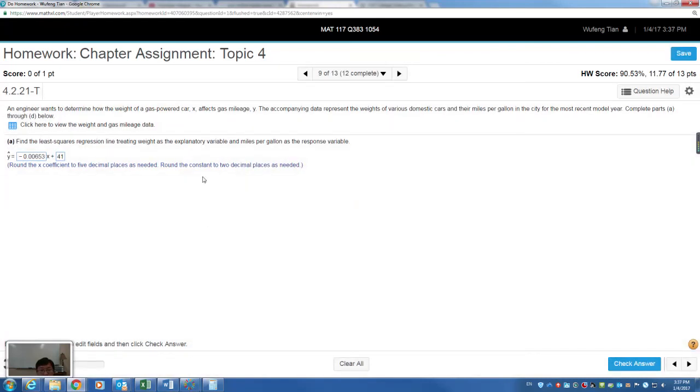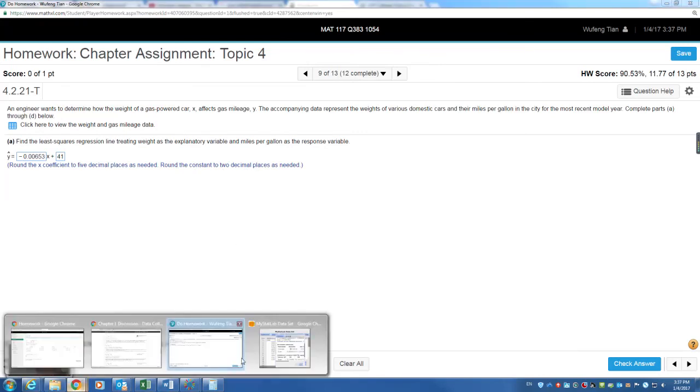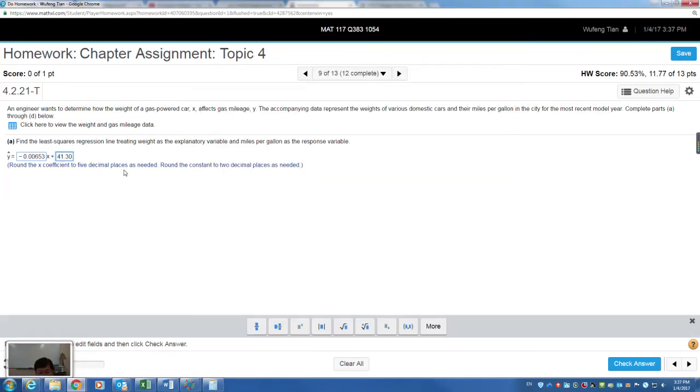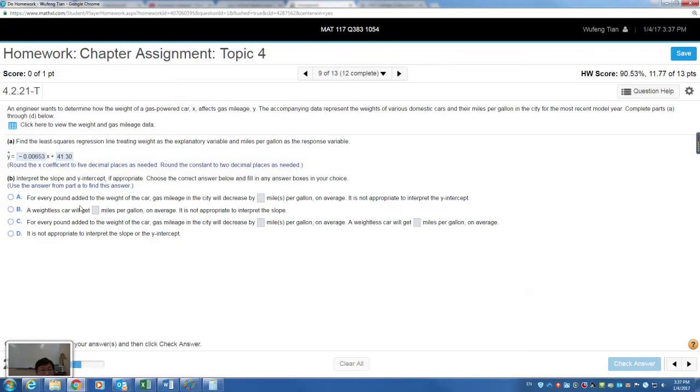Wait, let me double check. Oh, I rounded the constant to 2 decimal places as I needed. So I have to do this: 2 decimals. Okay. Interpret the slope and the y-intercept.